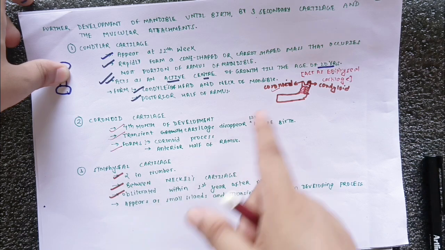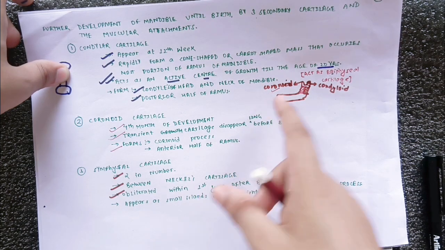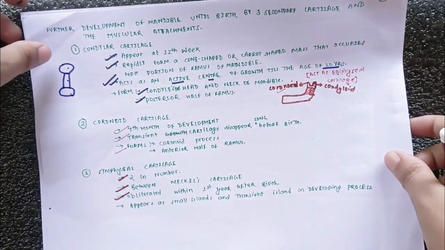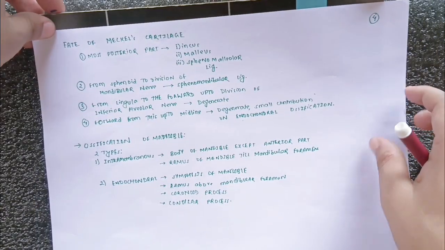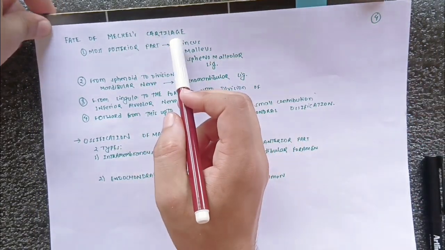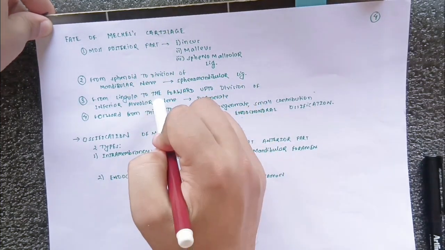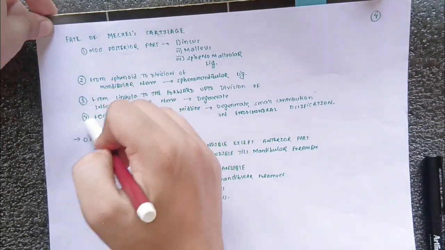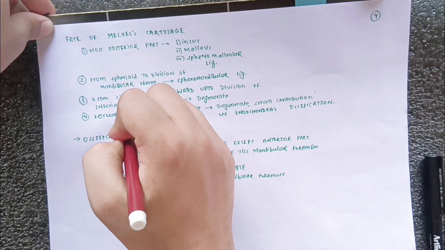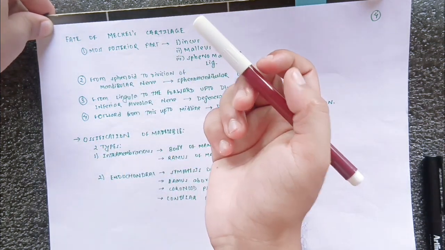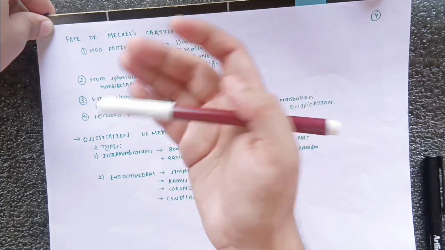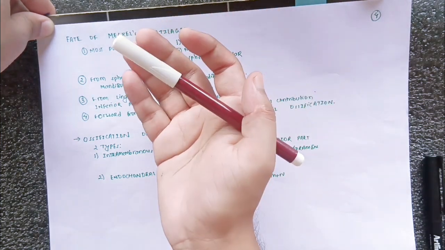Similarly, the symphyseal cartilage is present at the midline between the 2 Meckel's cartilages. Okay, so I think we have covered this, and after that we will be discussing the fate of the Meckel's cartilage, and this is one of the most important topics. Those 4 points are very important. Every time they ask in a viva or also in a theory exam. So in a short note they can ask, write about the Meckel's cartilage and its fates.